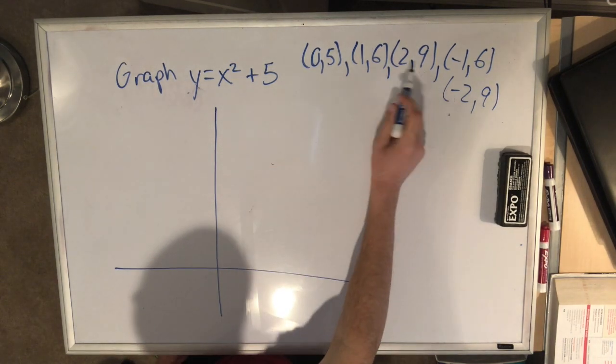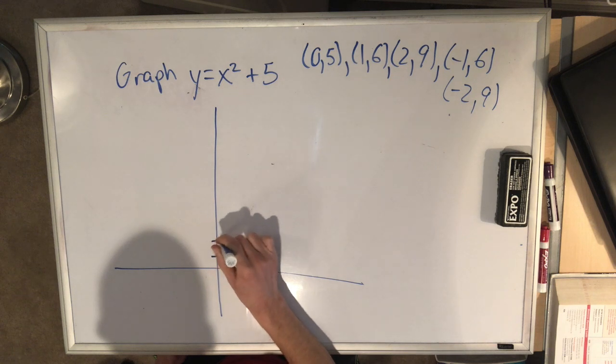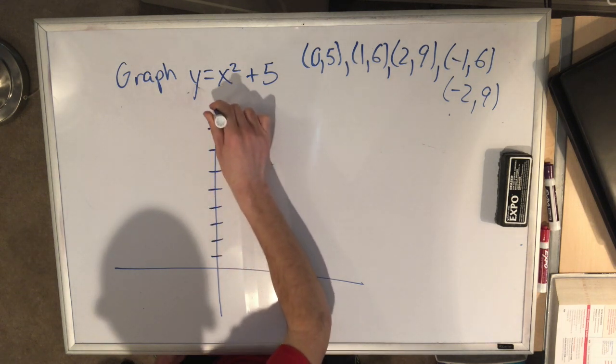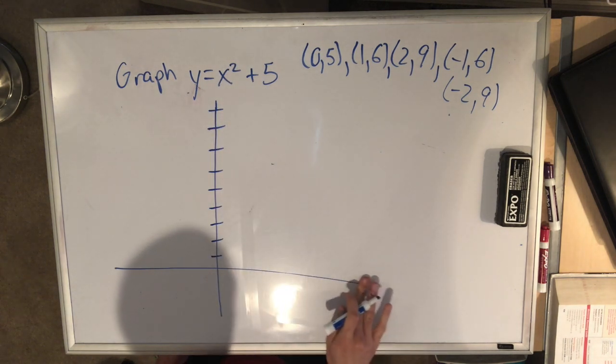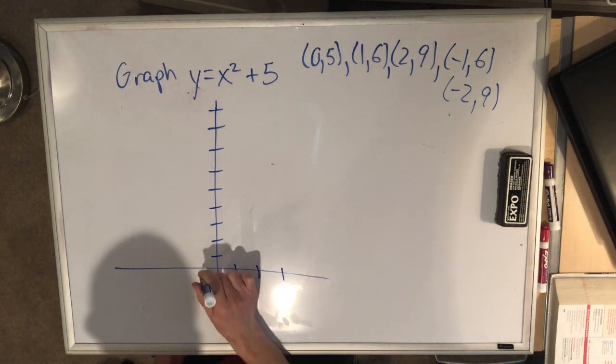We're going to need to go all the way up to 9 on the y-axis. 1, 2, 3, 4, 5, 6, 7, 8, 9. We only need to, I'm just going to put 3 tick marks on each side for the x-axis.